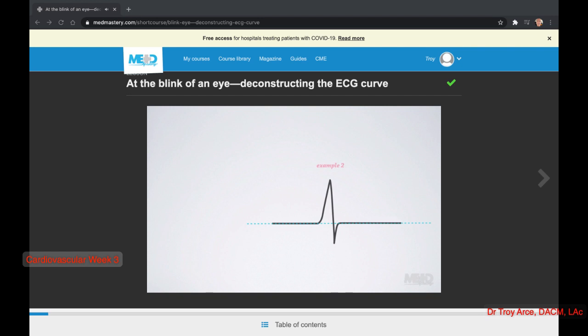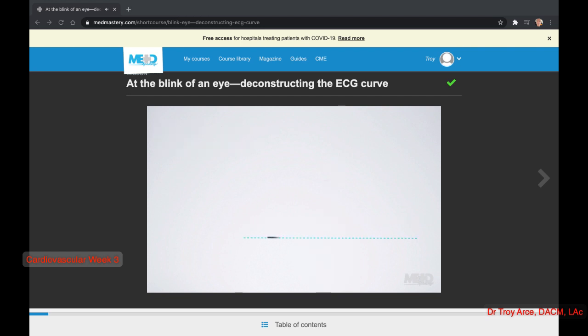Now let's check out example number 2. As you can see, we have no initial downward deflection in this case. So, according to concept number 2, any upward deflection is called an R wave. So no Q wave here. And according to concept number 3, any downward deflection that comes after an R wave is called an S wave. So we have an RS pattern here.